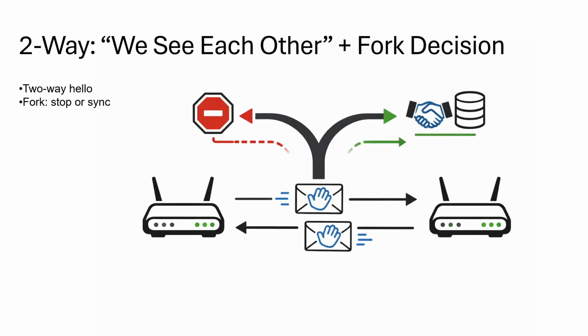Now here's the big decision point. Do we stop at two-way, or do we become fully adjacent and sync databases? If the answer is stop, then two-way is as far as it goes. If the answer is become adjacent, then we continue. So mentally, two-way is the fork in the road.